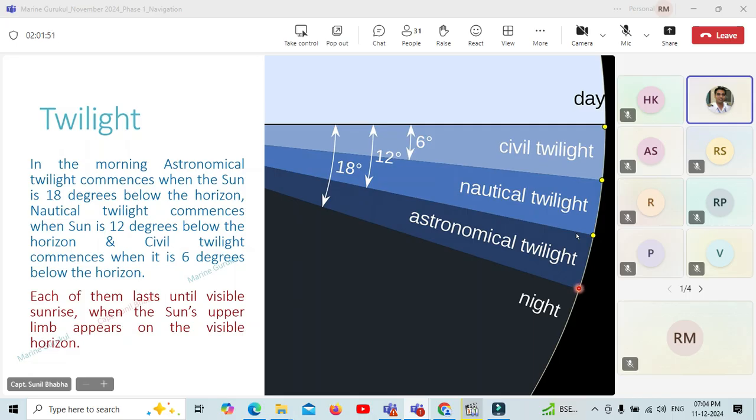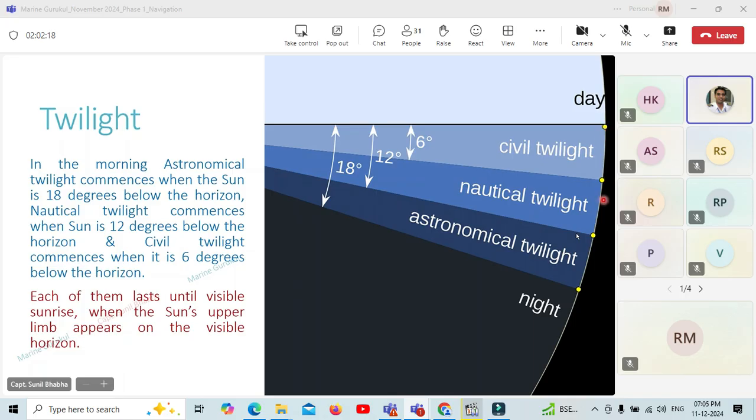Astronomical twilight commences when the sun is 18 degrees below the horizon. Nautical twilight commences when the center of the sun is 12 degrees below the horizon. Civil twilight commences when the sun is 6 degrees below the horizon. And all 3 of them last until the visible sunrise, when the upper limb of the sun appears on our visible horizon.